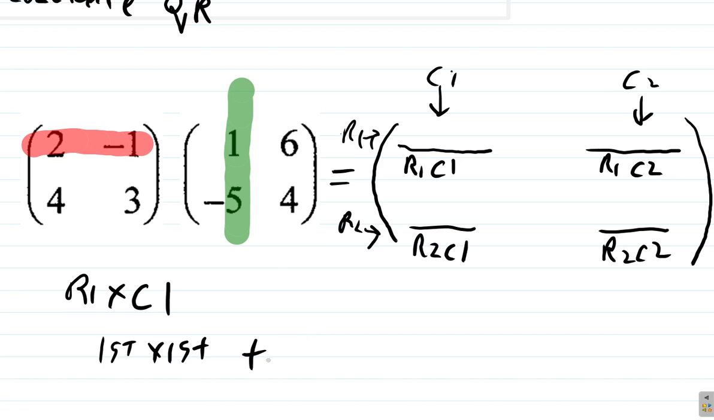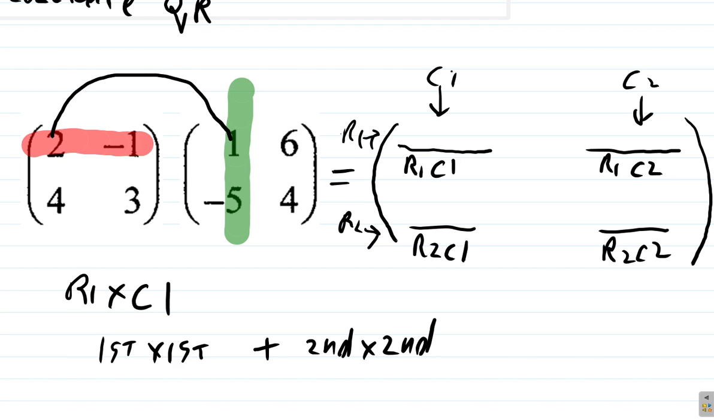Plus second by second. So you're going to do it. It's first in row 1 times first in column 1. So it's 2 by 1 plus second in row 1 times second in column 1, -1 by -5. Alright? So that's what you have.